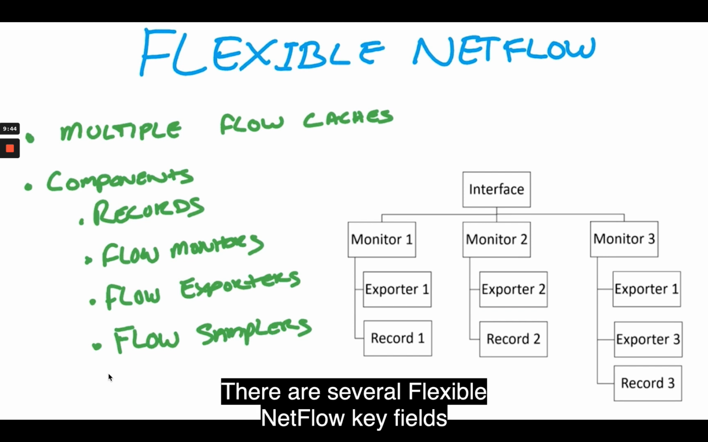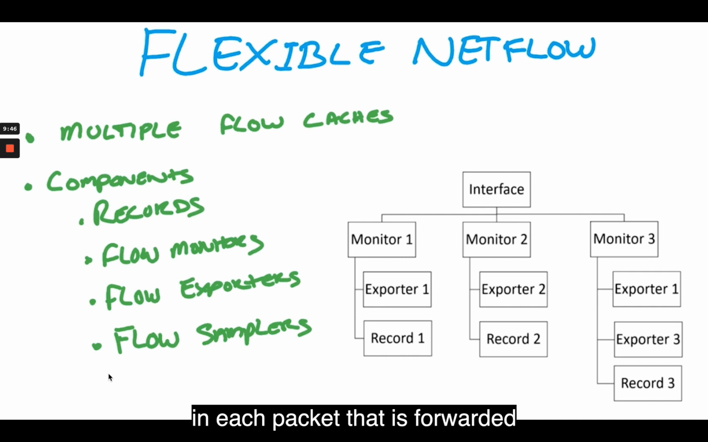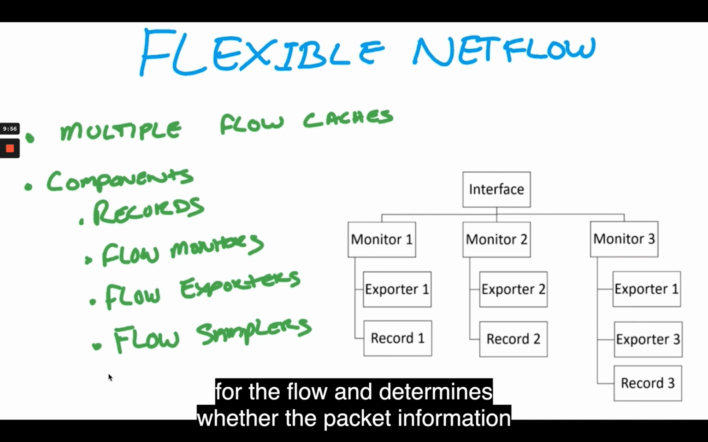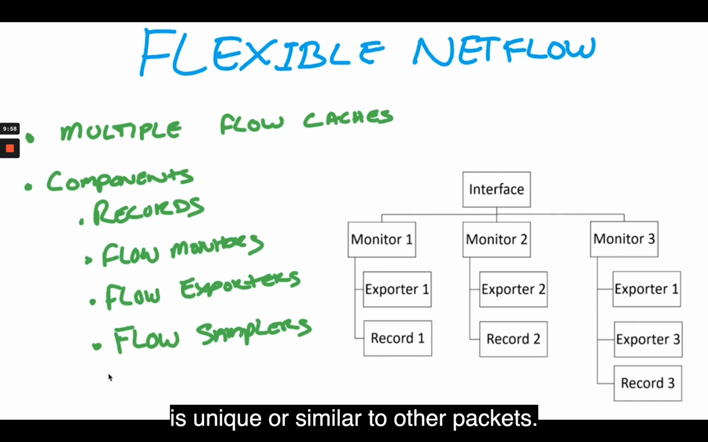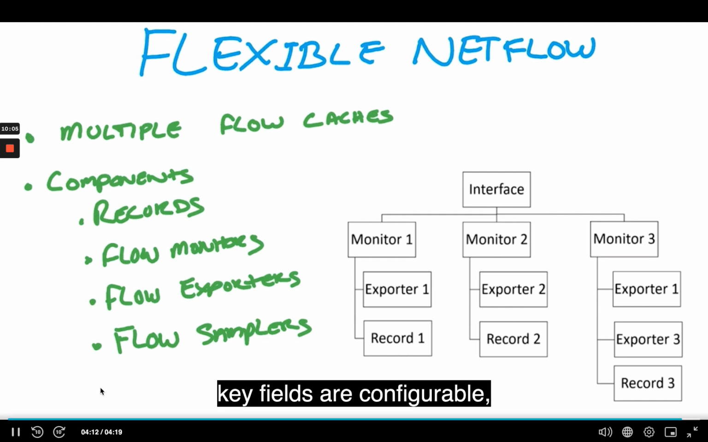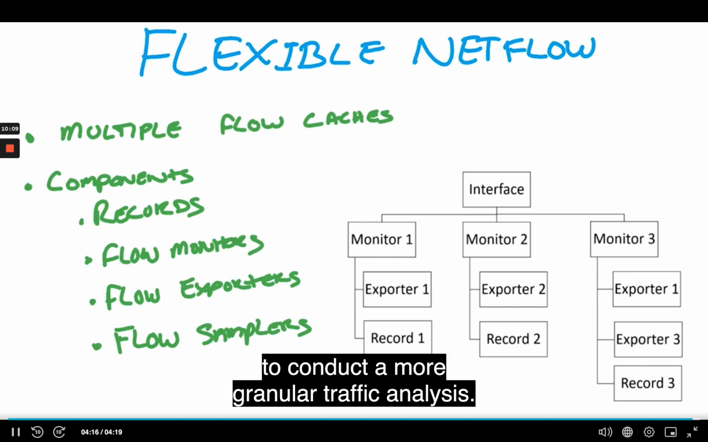There are several Flexible NetFlow key fields in each packet that is forwarded within a NetFlow-enabled device. The device looks for a set of IP packet attributes for the flow and determines whether the packet information is unique or similar to other packets. In Flexible NetFlow, key fields are configurable, which enables the administrator to conduct a more granular traffic analysis.